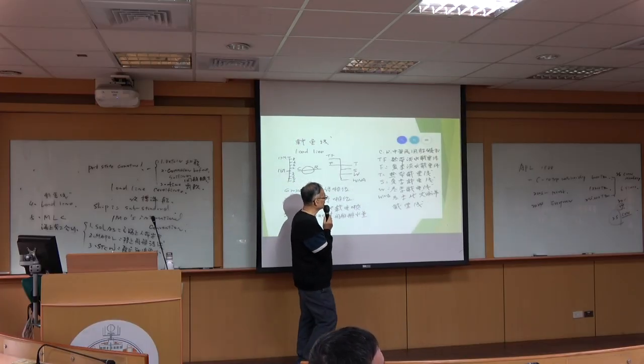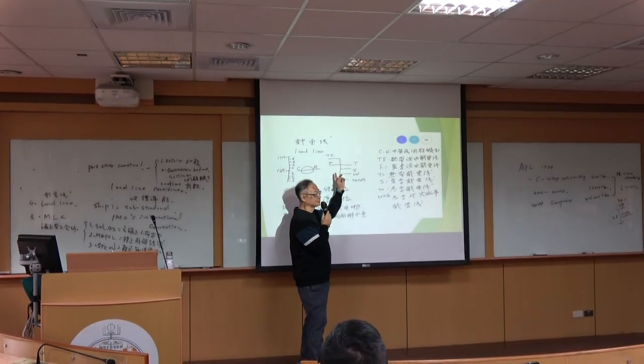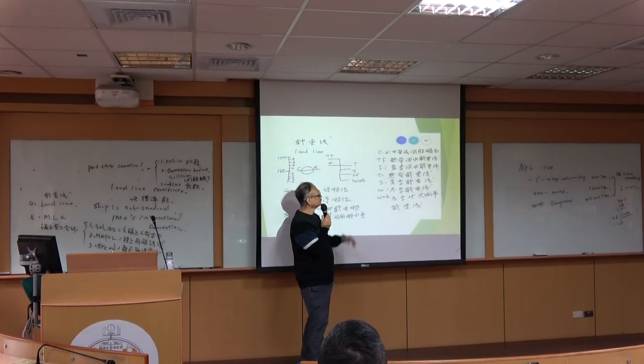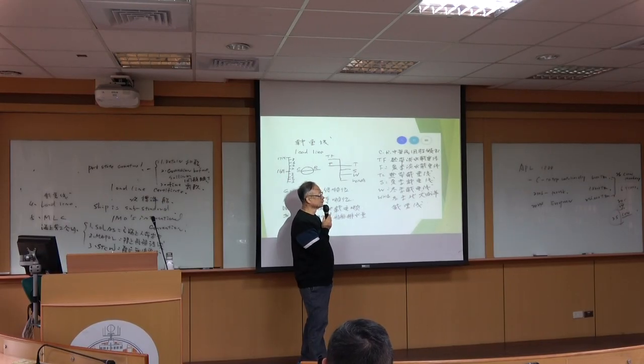Would you like to explain? What's that? TF is tropical fresh. Tropical, S is summer, W is winter.